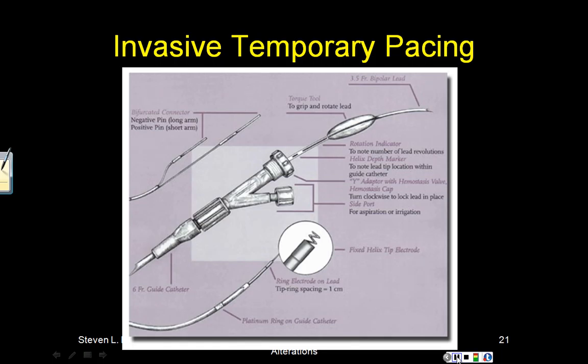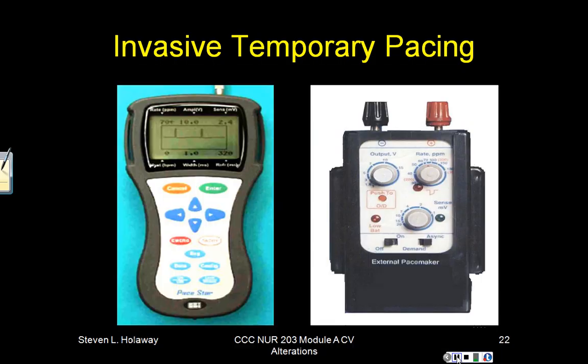What are some of the problems with this type of pacing? Well, let me back up. Here are a couple of different types of pacemaker generators. The one on the left is, of course, the newer one that's more digitalized. Everything is there and push button, easy for you to use. The one on the right-hand side is an old type that is very similar.